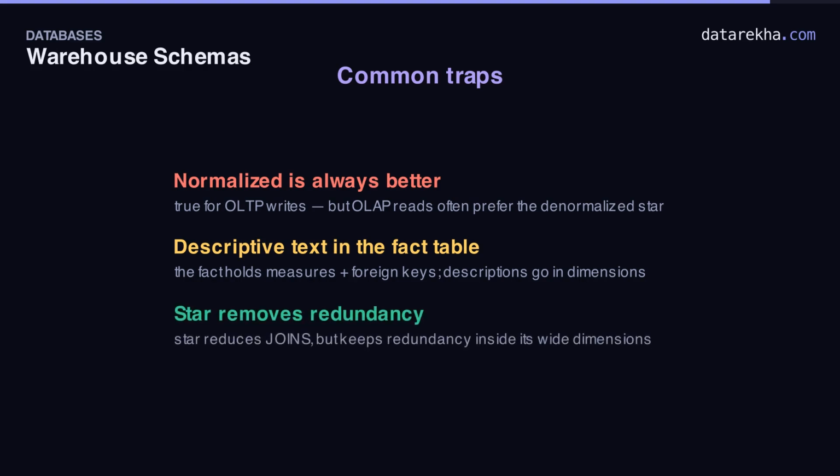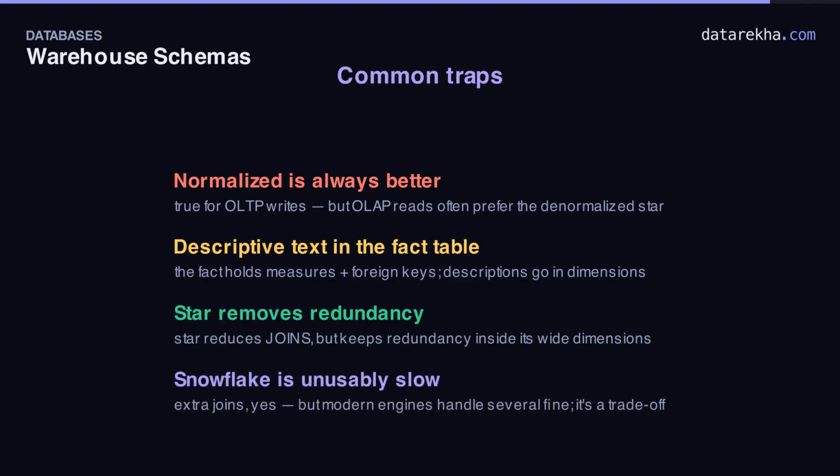Trap 3. Thinking the star removes redundancy. It doesn't, it removes joins. The redundancy still sits inside those white dimensions by design. It's the snowflake that removes redundancy by normalizing. And trap 4. Writing off the snowflake as too slow. It adds joins, true, but modern engines handle several fine. It's a trade-off between read speed and clean storage, not a rule that one is always wrong.